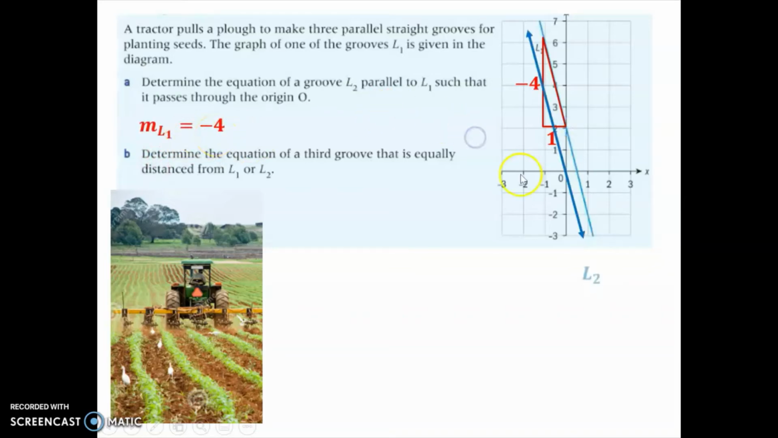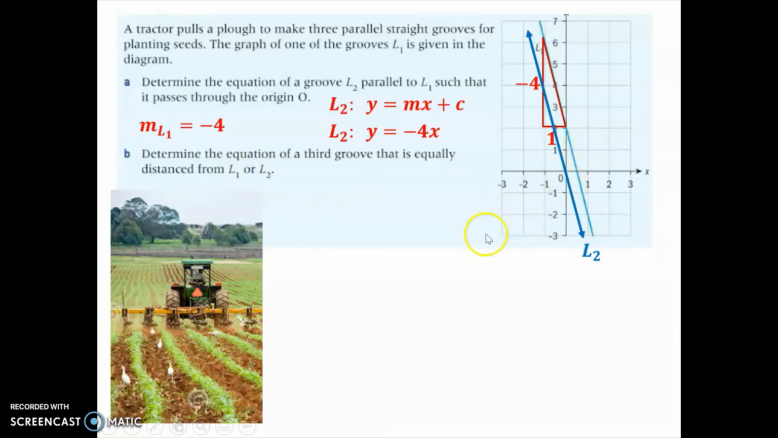So now, line 2, it says, must pass through the origin, which is 0, 0. So here's line 2. What would be the equation of line 2? Well, we know line 2 has an equation of y equals mx plus c. It's a linear equation. We know the slope must be the same as line 1 right here. And we know the y-intercept, since this passes through the origin, the y-intercept is 0. So we write it like this, y equals -4x plus 0, which is nothing. There's line 2.